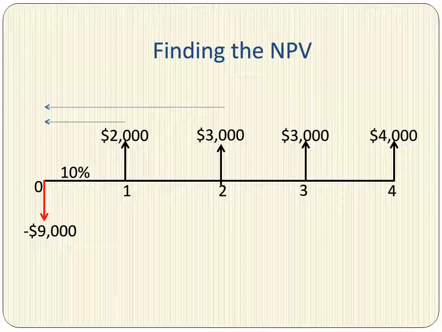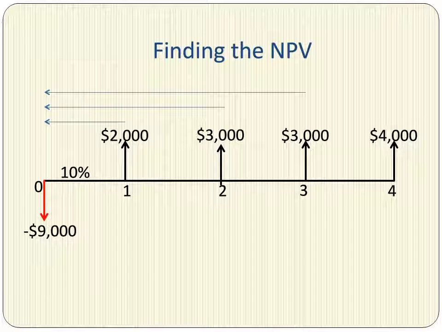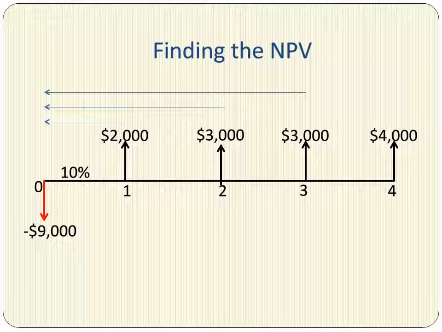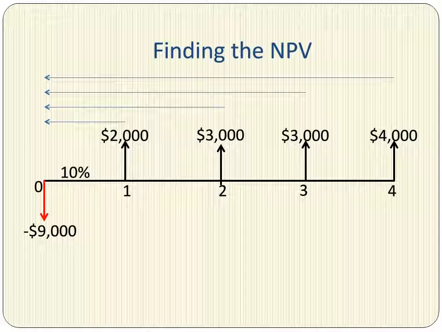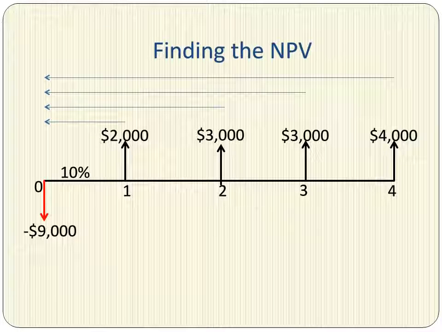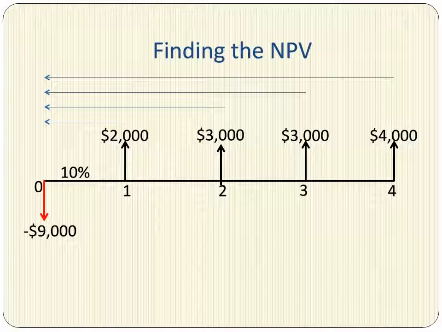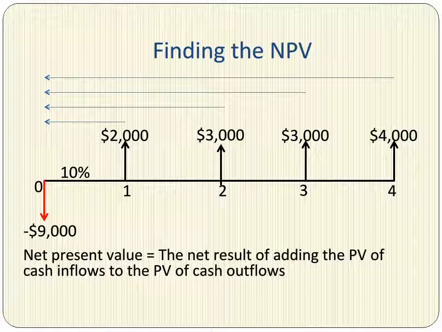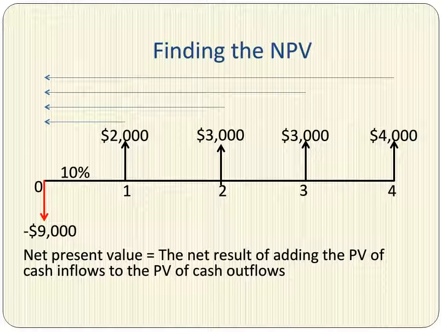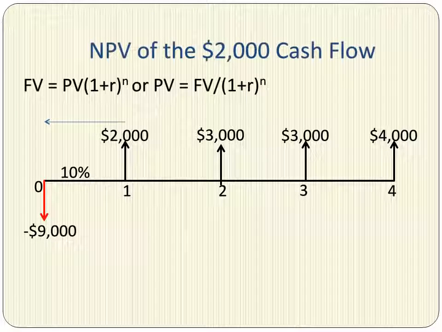Then we find the present value of the second cash inflow. Then we find the present value of the third cash flow. Finally, we find the present value of the last cash inflow. To determine the net present value, we add present values of all cash inflows to the present value of cash outflows. The net result is a net present value or NPV.